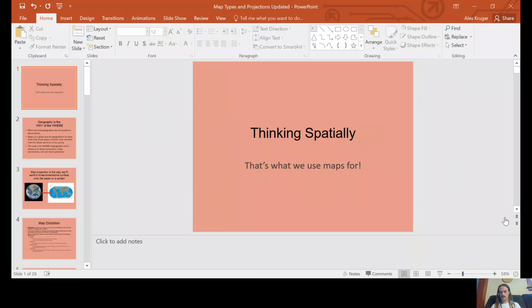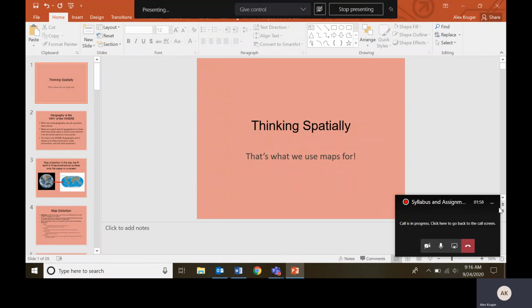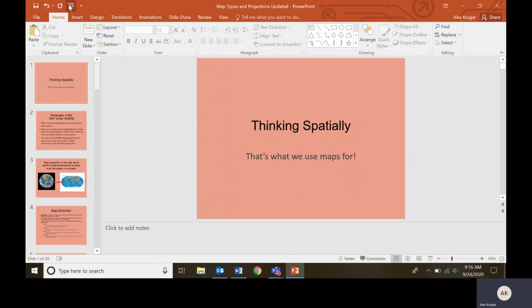Okay, so let's go over this slideshow. Is this showing what I want it to show is the real question. Okay, whatever. Maybe it was working, but at least this way I know it is.